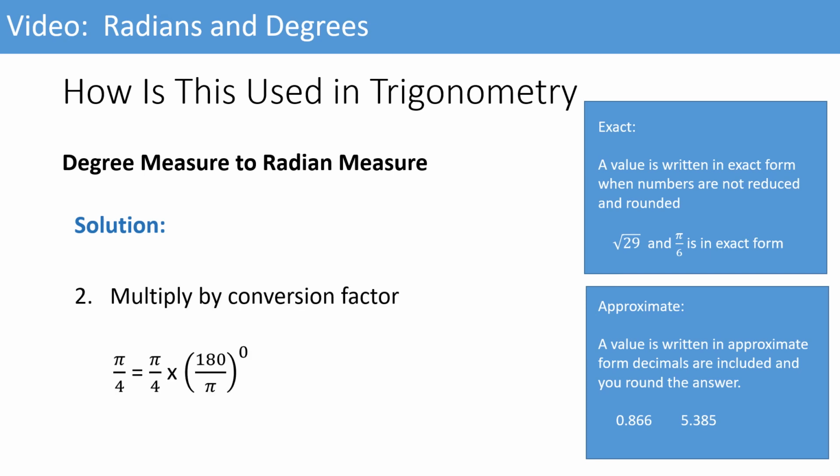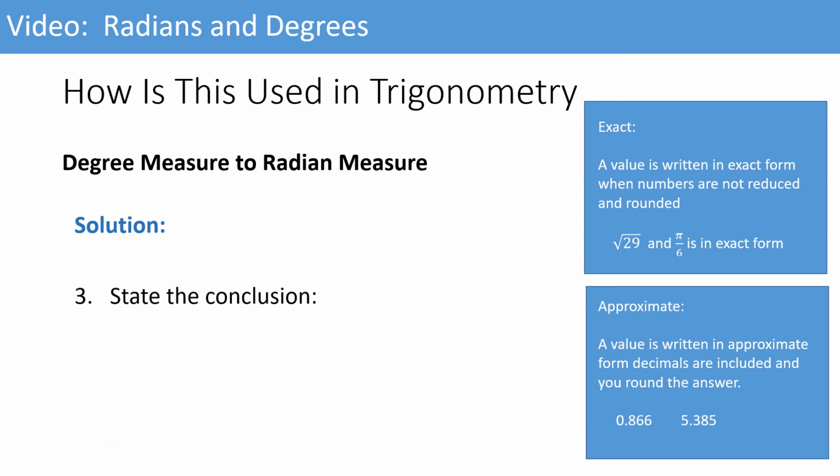Multiply by the conversion factor, so we would take pi over 4 times 180 divided by pi, factor out what's common, divide the 4 into 180, and you would get 45 degrees. What then is our conclusion? Pi over 4 radians is exactly 45 degrees. Piece of cake.